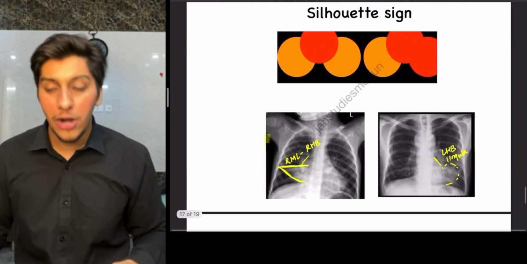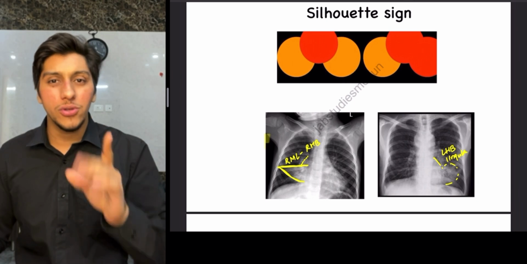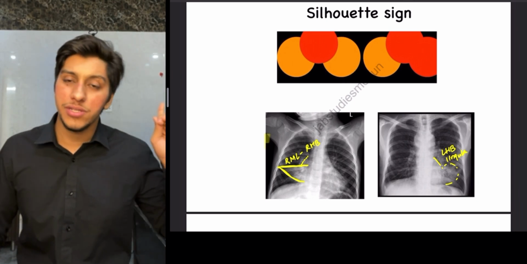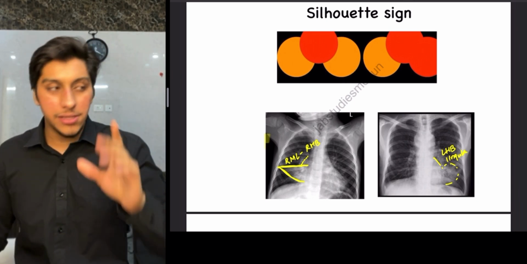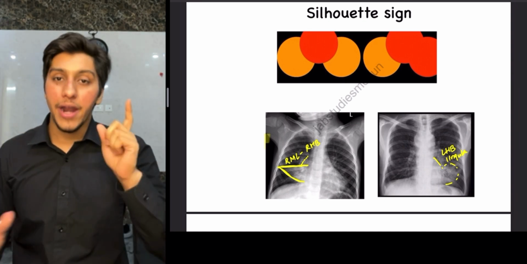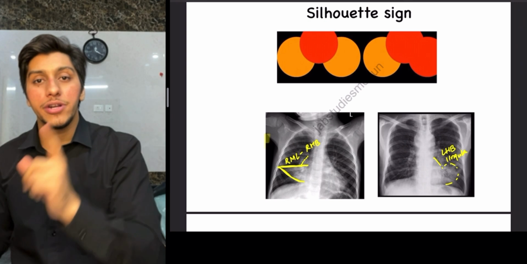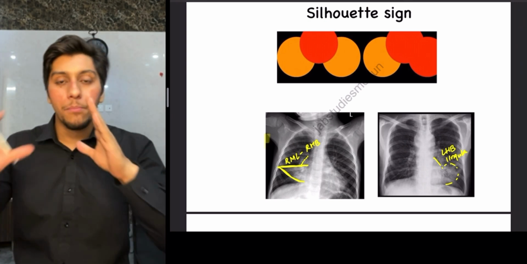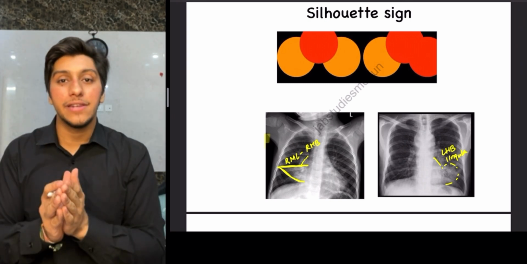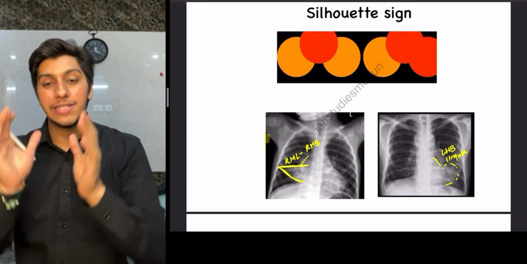One is going to be the Silhouette sign. Basically guys, whenever you see a normal x-ray, already we discussed this in chest x-ray, that if you see the chest x-ray, the right heart border is made by what? Right atrium. Left heart border is made by left ventricle. Both of these borders can be clearly seen and the margins are very nicely demarcated.